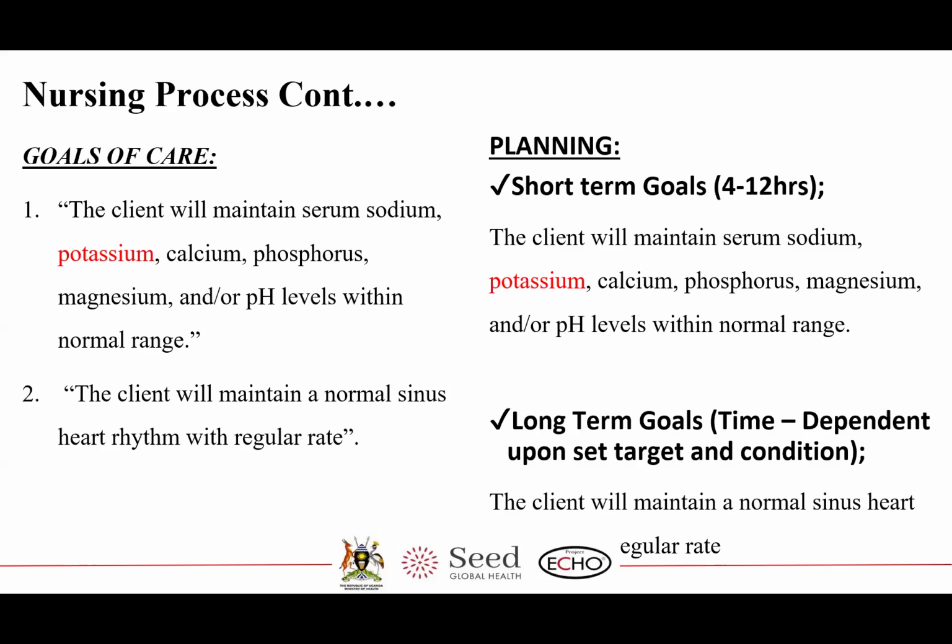So for example, in this patient with hyperkalemia that we had, it's unfortunate that we lost the patient. One of the goals of care would be the client will remain with a serum potassium level within the normal range within, for example, 4 to 12 hours. I believe that by that time range, you have given enough time to start correcting the problem, and then you reassess with time. And then the other goal of care would be the client will remain in a normal sinus heart rhythm with a regular rate.